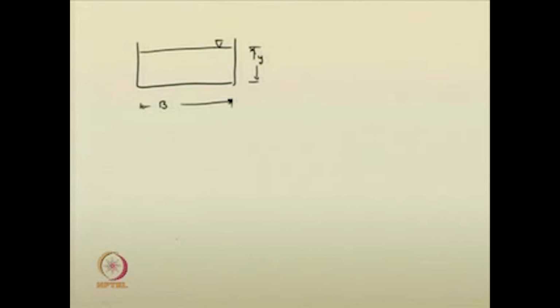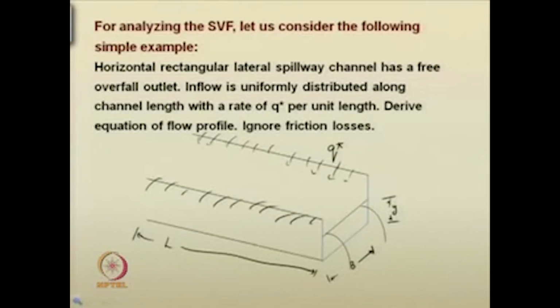So, again the cross section, we have our rectangular channel, B is the width, y is the depth of flow. So, B and T both are same for the rectangular channel. Now, read the question carefully. What are the assumptions or what are the things given here? There is an assumption that you can ignore friction losses. So, what does that mean?